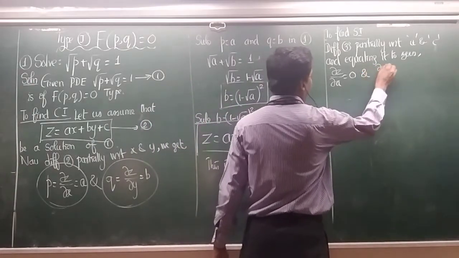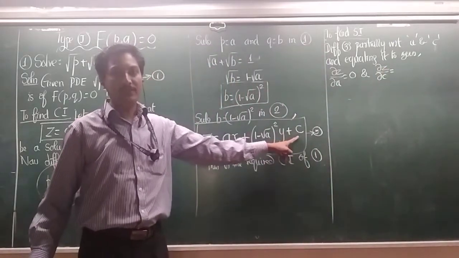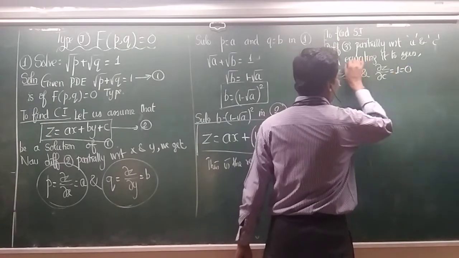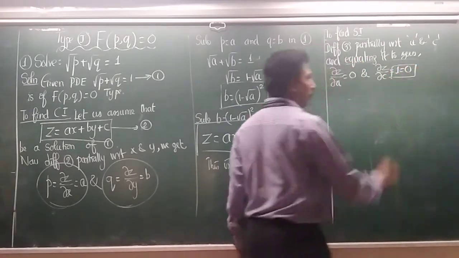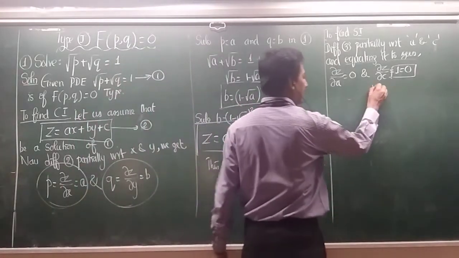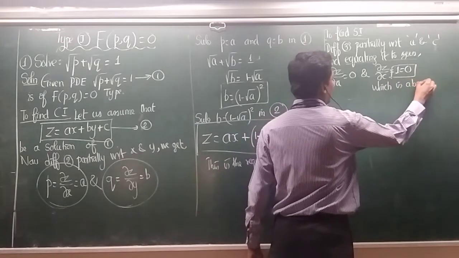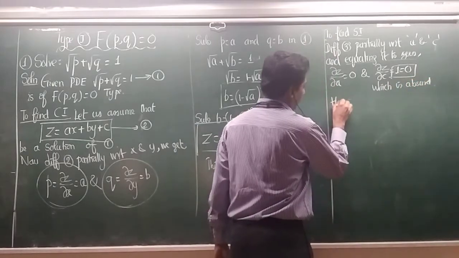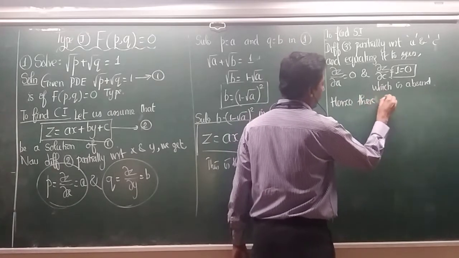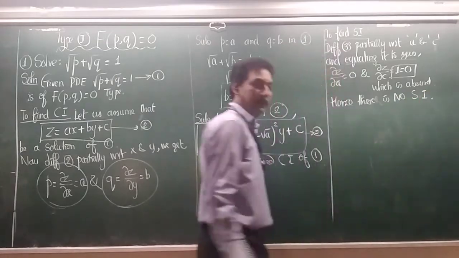But what about dou z by dou c? See that c is a separate constant. When we differentiate with respect to c, we get 1, and when we equate it to 0, this equation we get, it is 1 equal to 0. Is 1 equal to 0 correct? No, sorry, which is a fallacy, which is a contradiction to the number theory, or which is absurd. So that's why there is no singular integral for this type number 1.